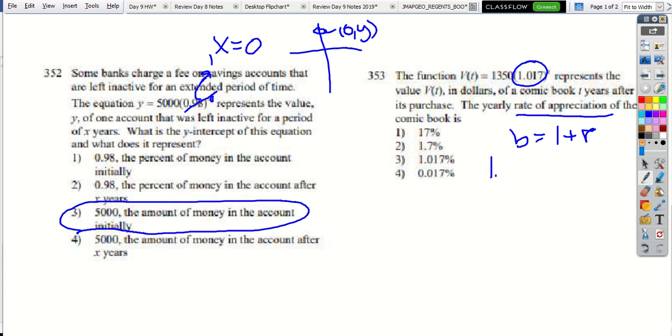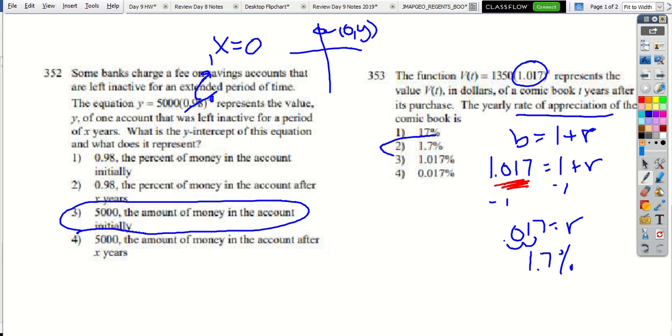So if this is 1.017, essentially it's just the number attached after the 1, okay. So in this case, if we just do 1 plus R, we subtract 1 and we get 0.017 equals R. If it's a percent, that means we're moving the decimal 2 spots back and we get 1.7%.